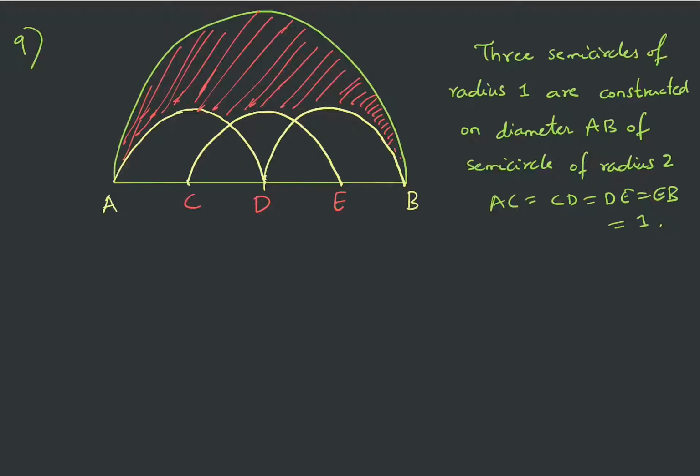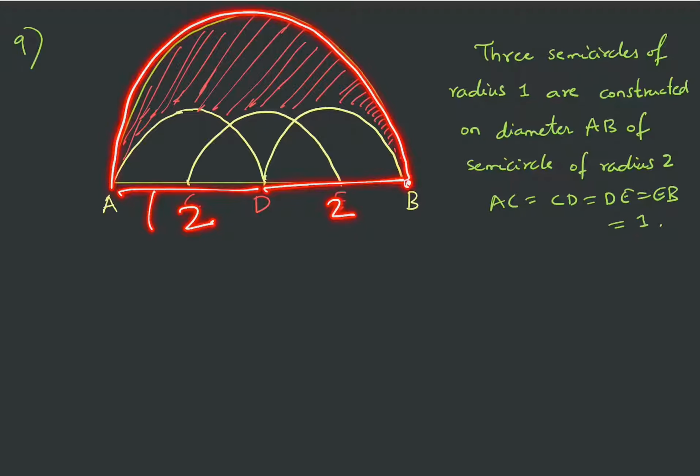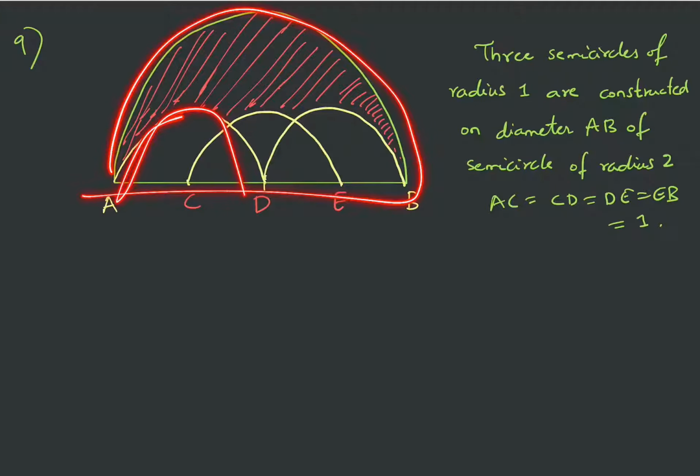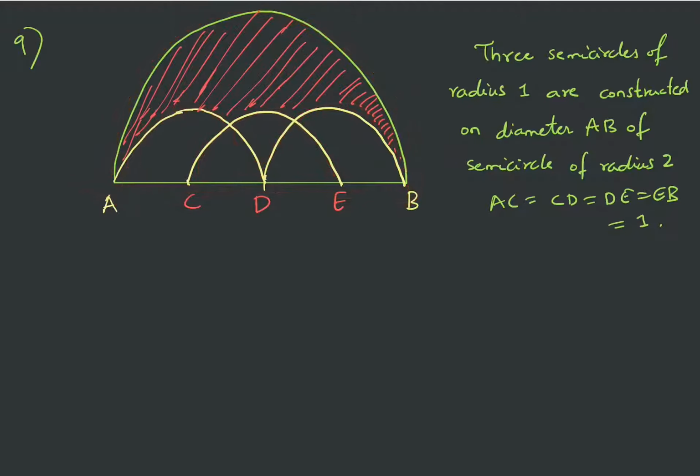There are three semicircles of radius 1 with centers at C, D and E. Okay, so these three are the semicircles of radius 1, and these are on the diameter of a larger semicircle of radius 2. Okay, so this is 2 and this is 2. So all these lengths are 1, 1, 1 and 1. So now you need to find the shaded area. Okay, so the area is inside this but outside the three semicircles.